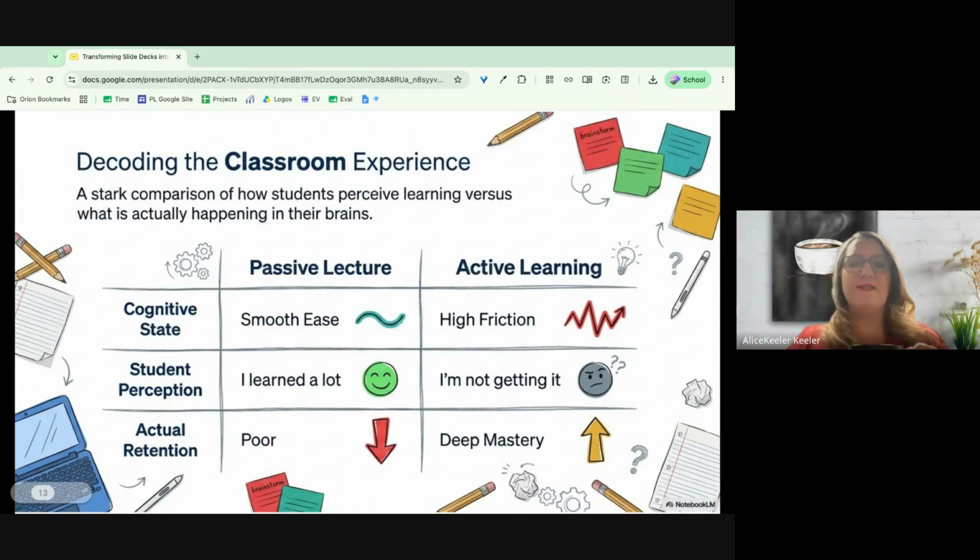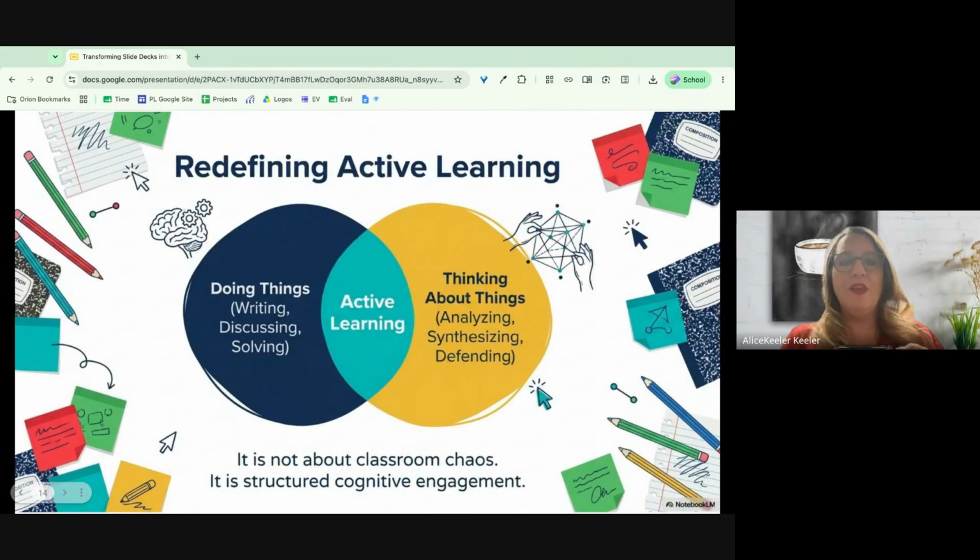It's that cognitive state. They need higher friction. They need to be a little confused. They need to think, I'm not getting it. They need to struggle through ideas, because we're really asking them to go deeper. And active learning is that intersection where they're doing things and they're thinking about things.